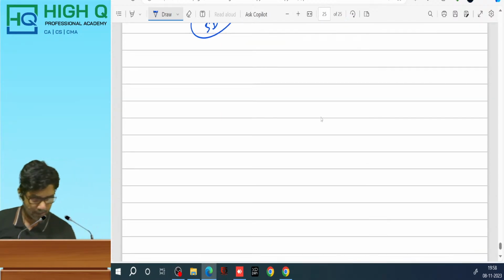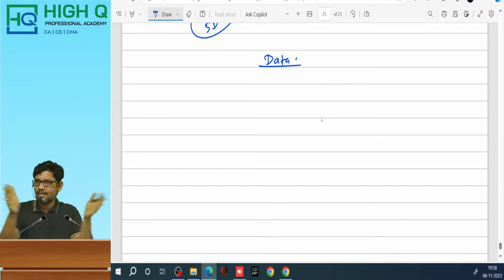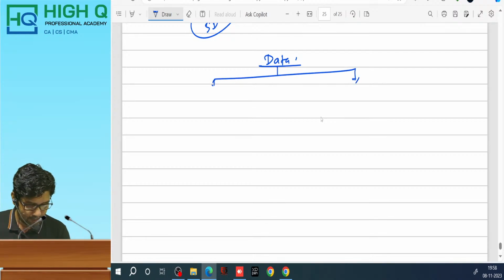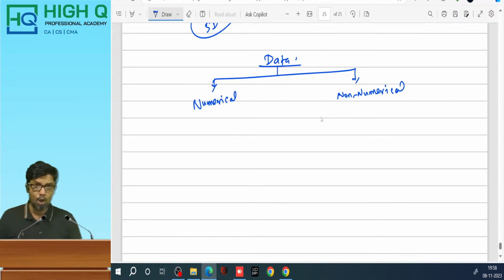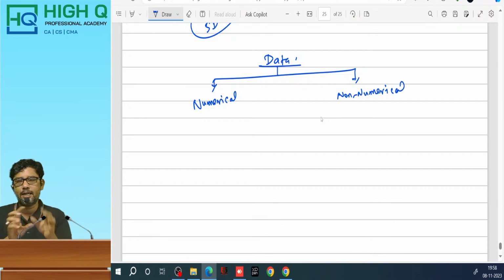Now, the data can be classified in two ways. One is numerical data. The other one is non-numerical data. My dear, I may go a little fast, you have to come with me. One is numerical data. The other one is what? Non-numerical data. Sir, what are numerical data and non-numerical data?